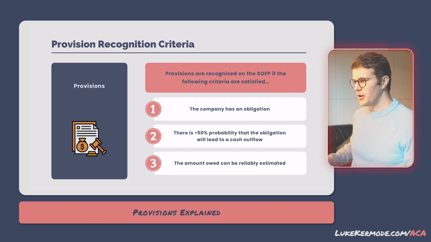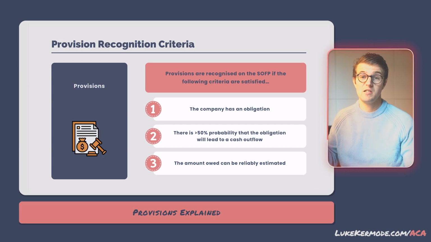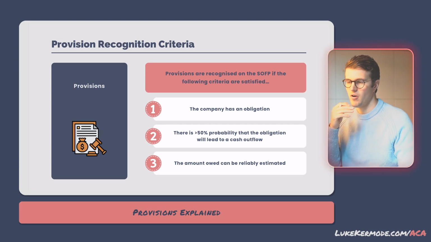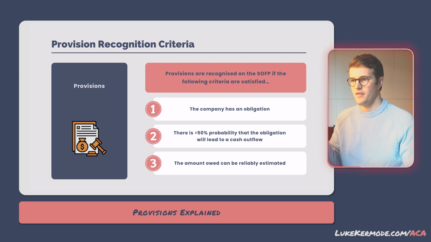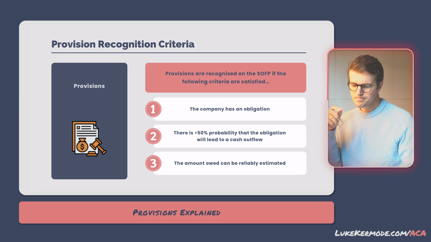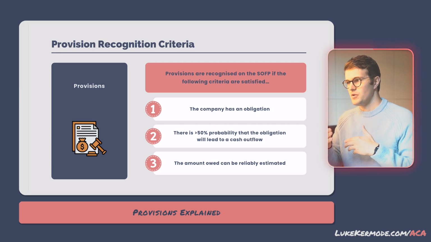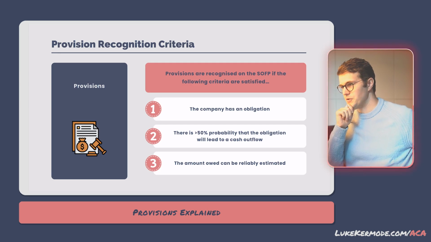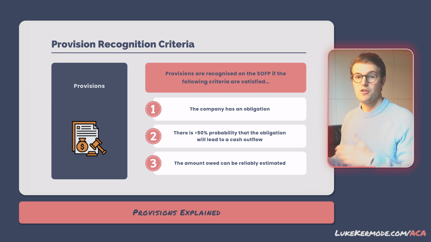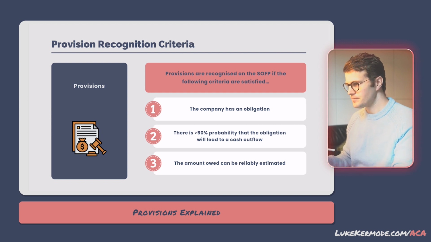So in this slide, we'll look briefly at what criteria need to be met for a provision to be recognised under IAS 37. So IAS 37 ensures that companies only recognise provisions when there's a valid reason to do so, and that any amounts that are disclosed are based on sound and robust estimates and are supported by proper accounting judgment. So to recognise a provision, three criteria need to be met.